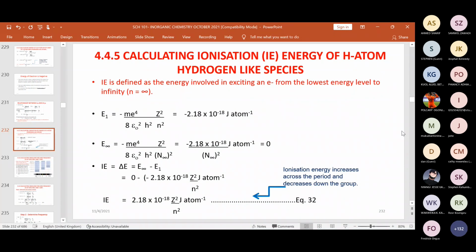So we know that as you move from the left of the period to the right-hand side of the period, the elements are changing. That means Z is changing, but the electrons are going to the same energy level, which is represented by the value of N. So N is the energy level. Within a period from left to right, the elements are changing, but the energy level the electron is occupying is the same.